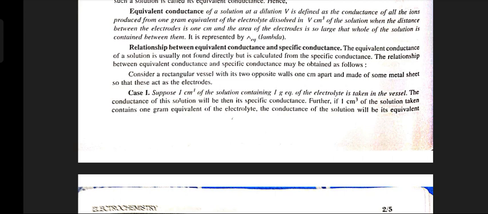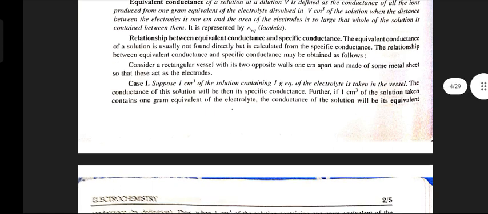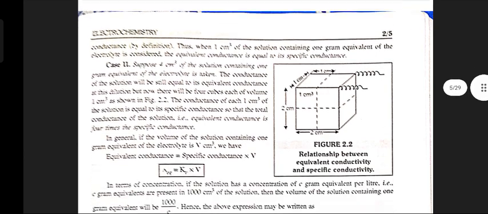The conductance of this solution will be then the specific conductance. Further, if 1 centimeter cube of the solution taken contains 1 gram equivalent of the electrolyte, the conductance of the solution will be its equivalent conductance.